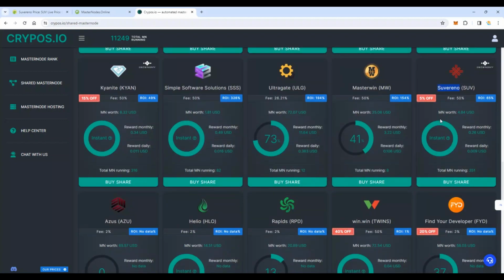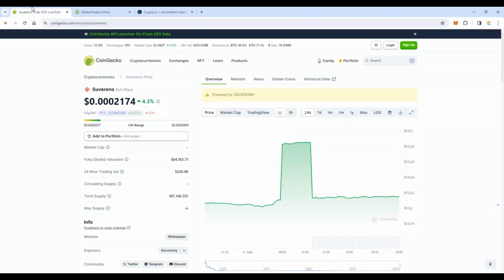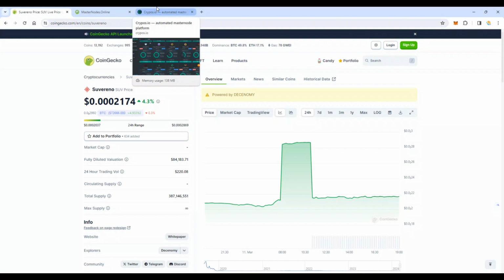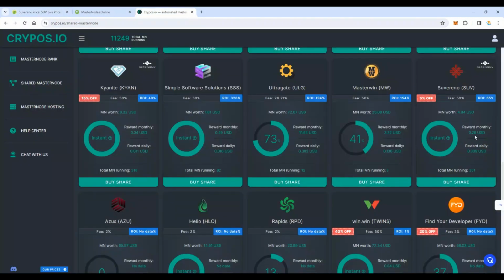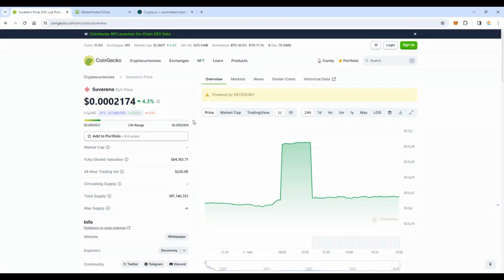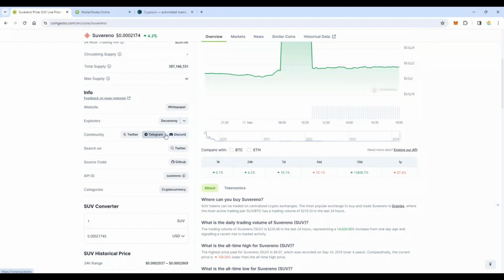So I'm going to pick this one, the Soberano. Now, again, you need to get a wallet for this project, and this has to be a non-custodial wallet. That is because your rewards will be going directly to the wallet. Once you earn, those rewards do not come to Crypos. They go directly to your wallet. So Crypos, you're using it just as a platform, and you give them the collateral for you to participate in it. That will also mean you need to know where you can actually buy this project.